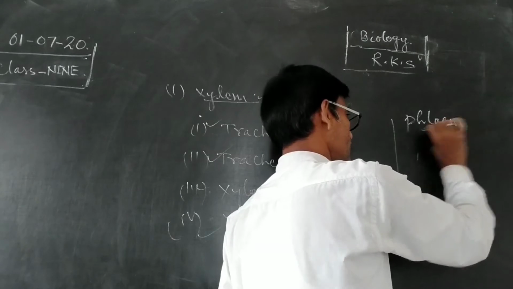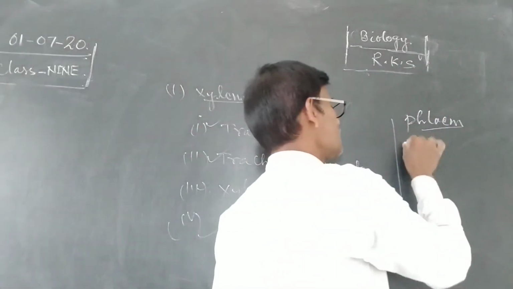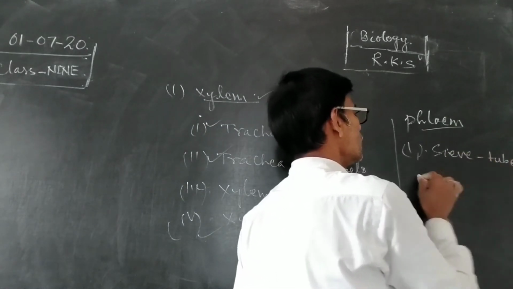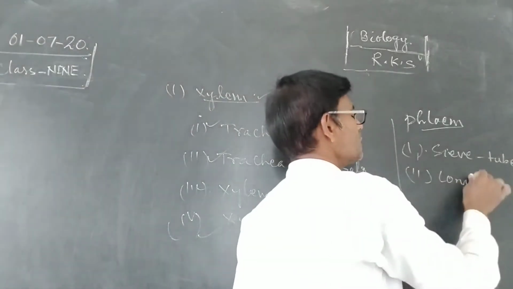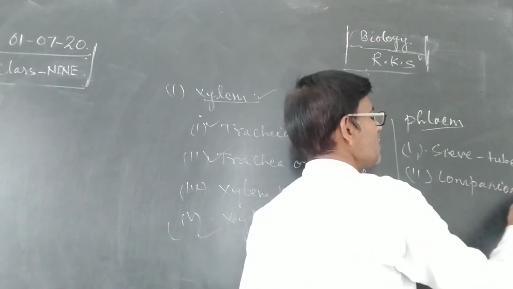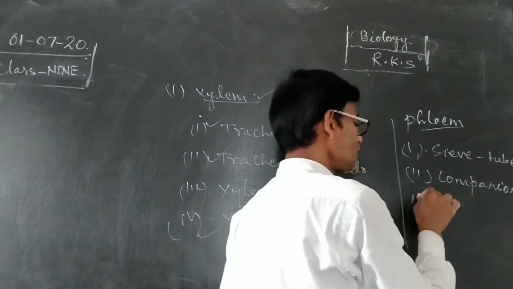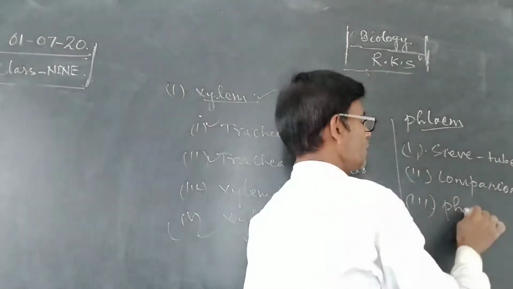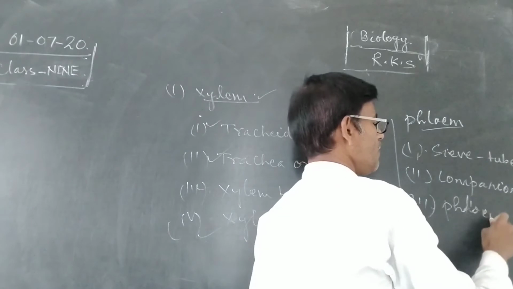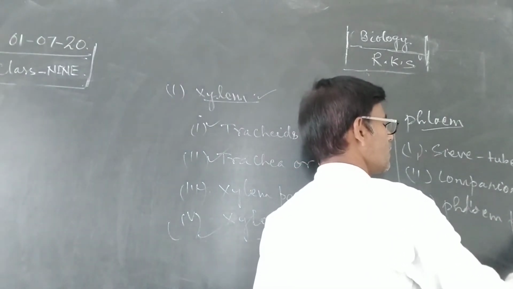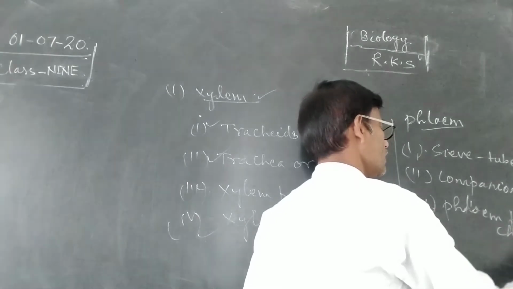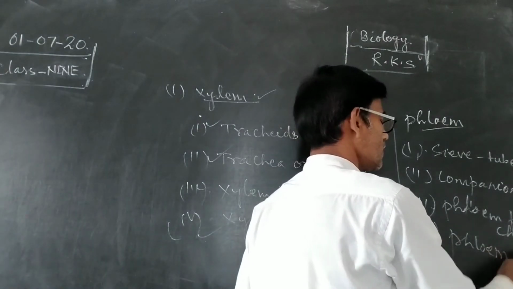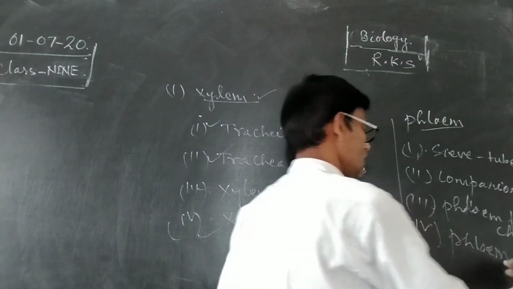Like xylem, phloem is also made by four types of cells. These cells are sieve cells or sieve tubes, companion cells, phloem parenchyma, and fourth, phloem fibers.